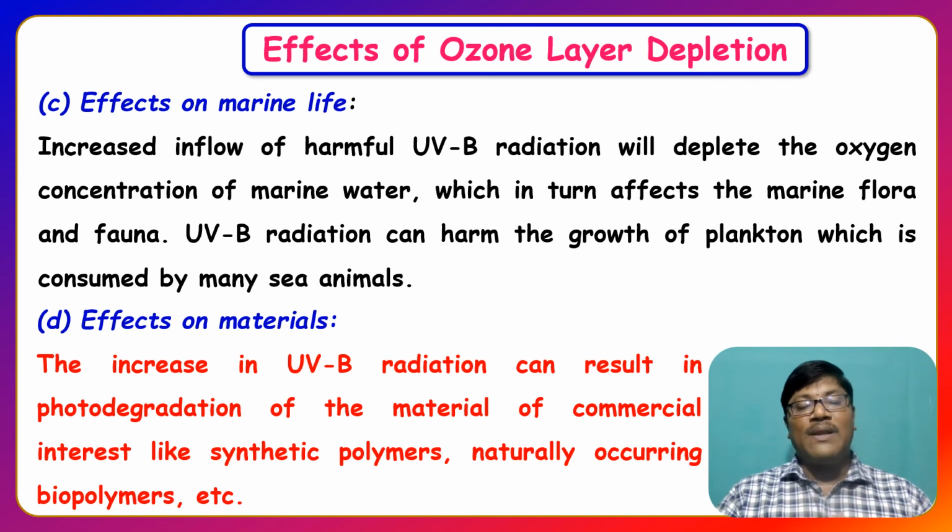Effects of ozone layer depletion on marine organisms. Increased inflow of harmful UVB radiation will deplete the oxygen concentration of marine water. This in turn affects the marine flora and fauna. UVB radiation can also harm the growth of plankton, which is consumed by many sea organisms. Once the plankton is destroyed, it definitely leads to the destruction of the entire marine food chain.